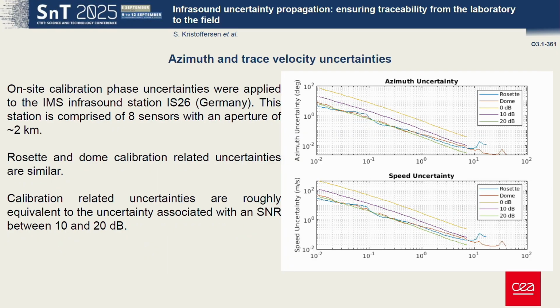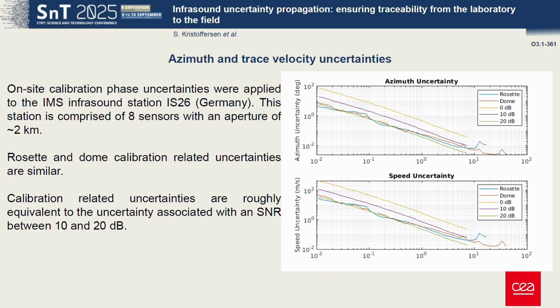And finally, I want to discuss what the impacts of that calibration are on our observations, so our azimuth and trace velocity estimations. What I did here is I took that dome calibration that we did in the field in France and said, okay, imagine if we had that dome at a station. For example, I used IS-26. If each sensor was that dome setup and had that corresponding uncertainty, what would the uncertainty be in the azimuth and trace velocity?